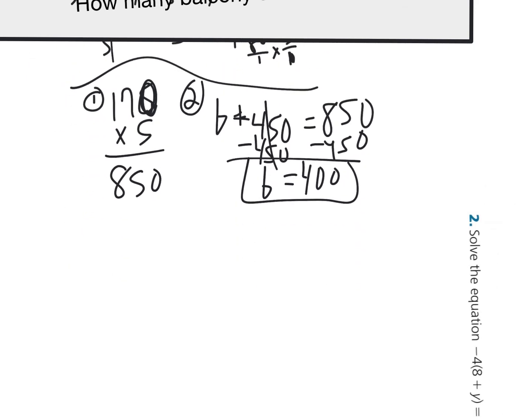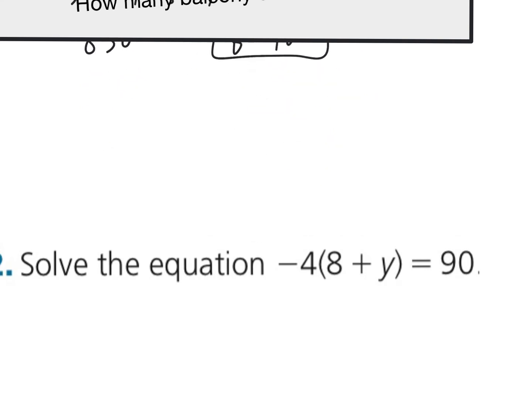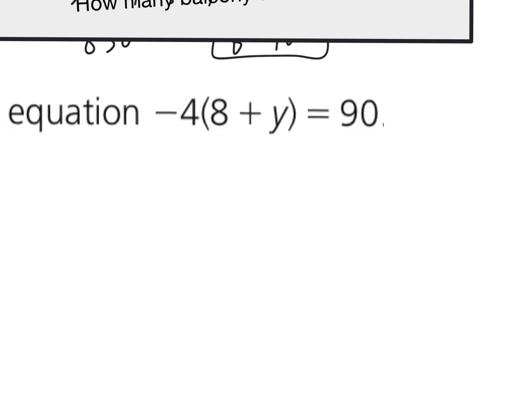And then if we look at number 2, they want us to solve this equation that's already been set up for us. So first thing, we would want to distribute.